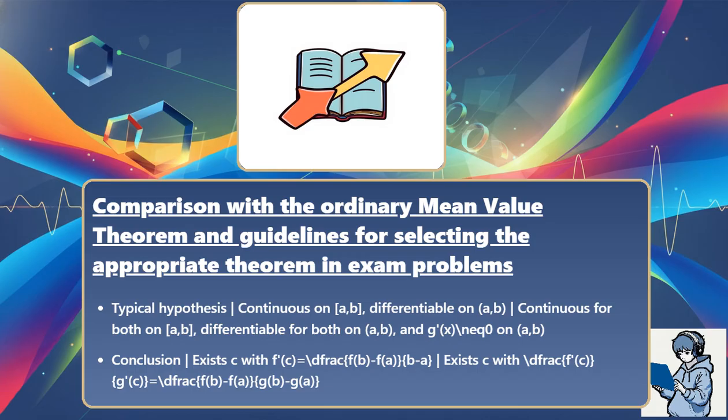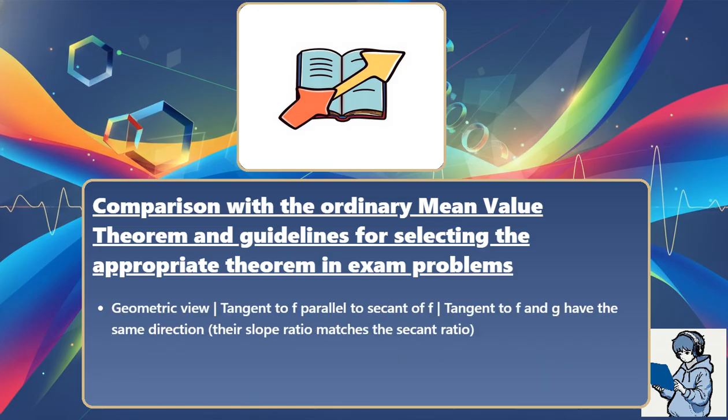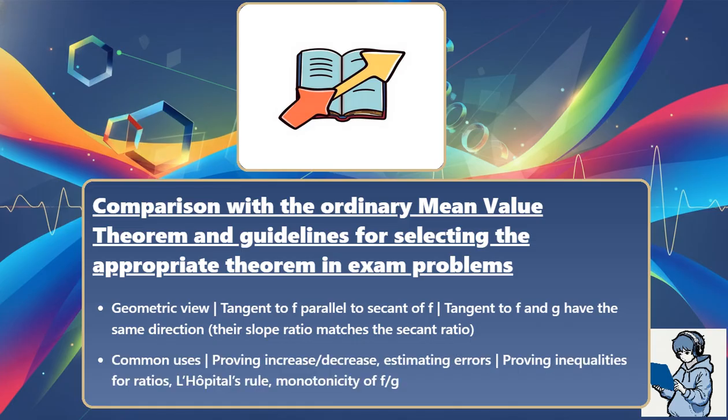Conclusion: there exists a c such that f prime of c equals f of b minus f of a divided by b minus a. There exists a c such that f prime of c divided by g prime of c equals f of b minus f of a divided by g of b minus g of a. Geometric view: tangent to f is parallel to the secant of f. Tangents to f and g have the same direction, their slope ratio matches the secant ratio. Common uses: proving increase or decrease, estimating errors, proving inequalities for ratios, L'Hopital's rule, monotonicity of f over g.